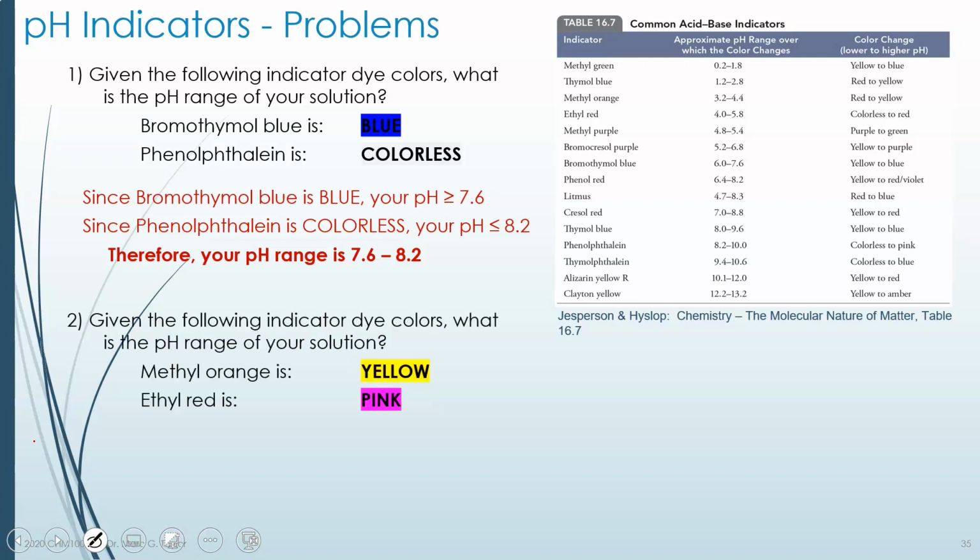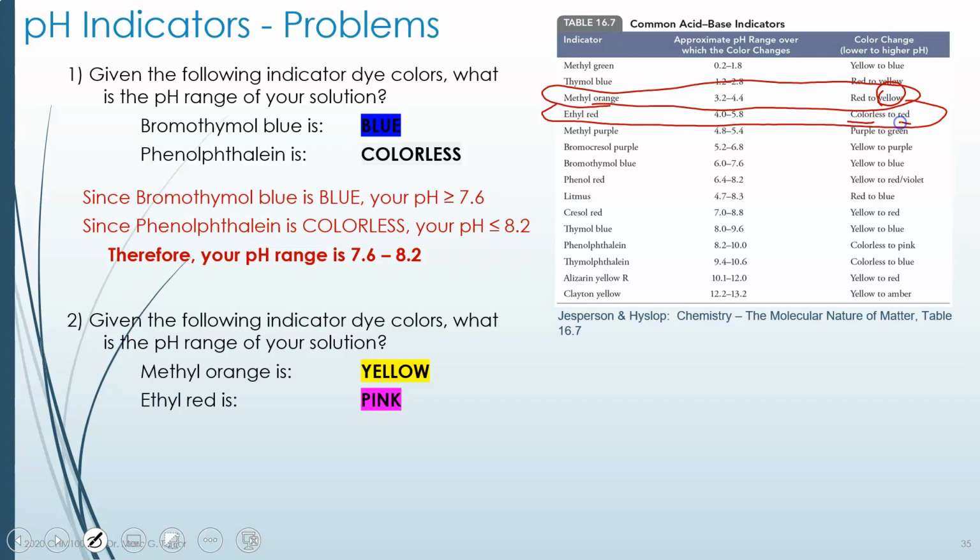Here's another problem. Methyl orange is yellow, and ethyl red is pink. Well, let's find methyl orange. Methyl orange is way up here, and ethyl red is just below it. And we see that methyl orange is yellow, and ethyl red is pink. Well, there is no pink. I see colorless and red.